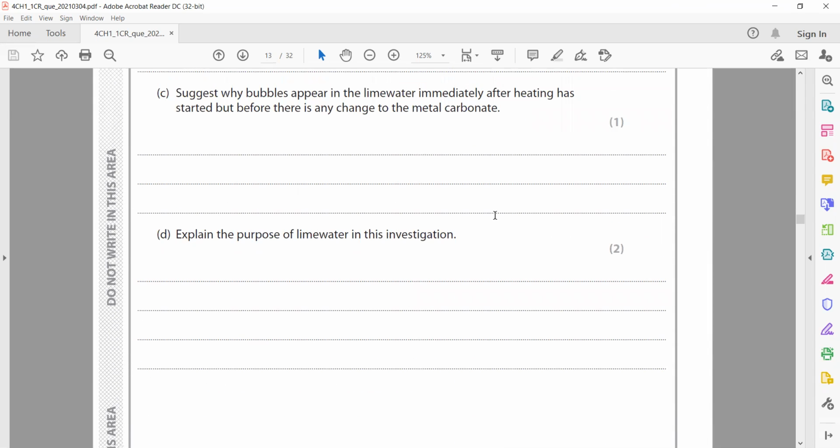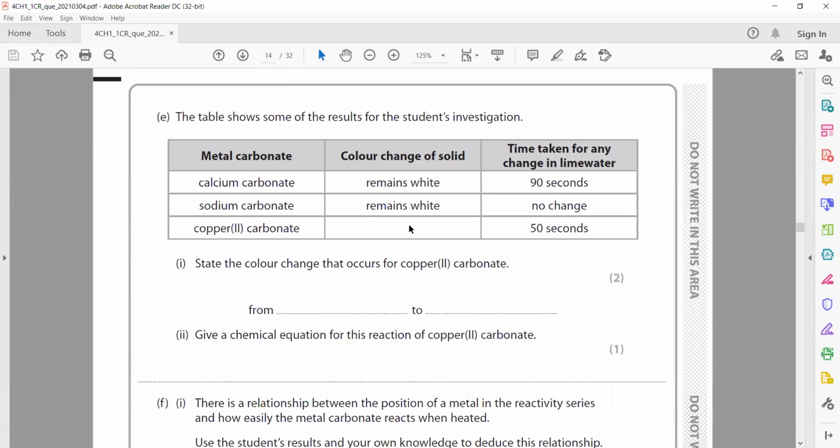Explain the purpose of the lime water. Lime water is a test for checking the presence of carbon dioxide, which confirms that the metal carbonate has decomposed. Copper carbonate decomposes into copper oxide plus carbon dioxide. The color of copper oxide is black, so it will change.